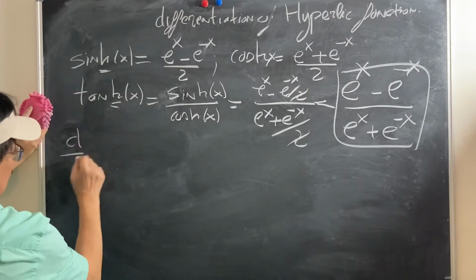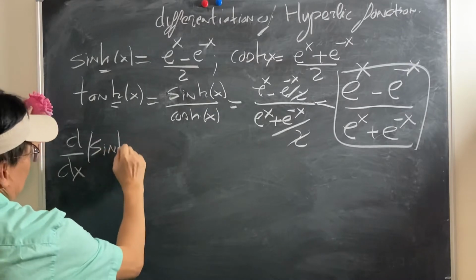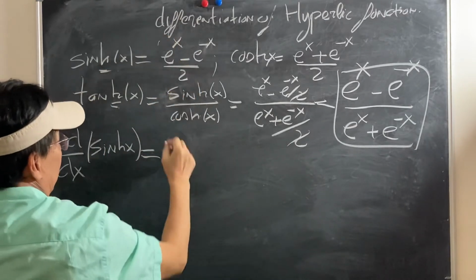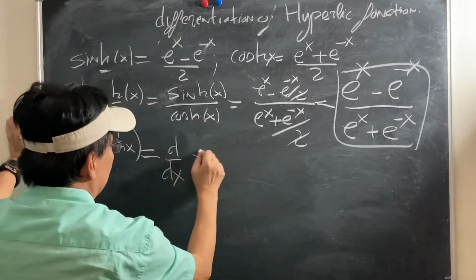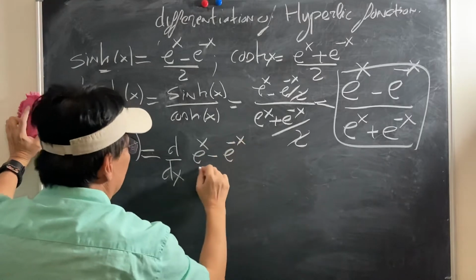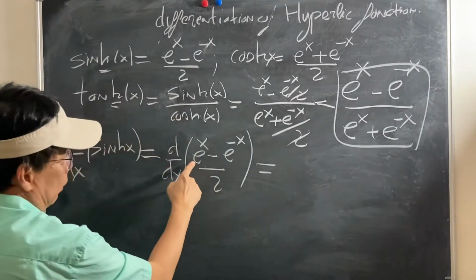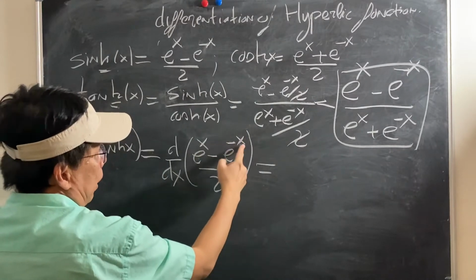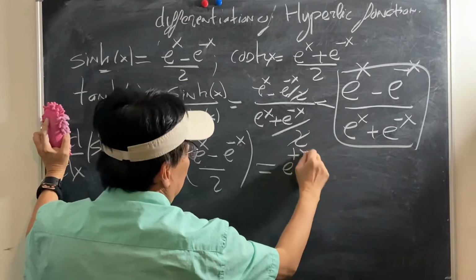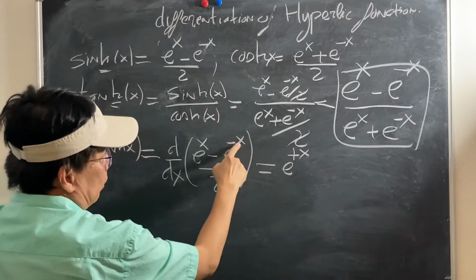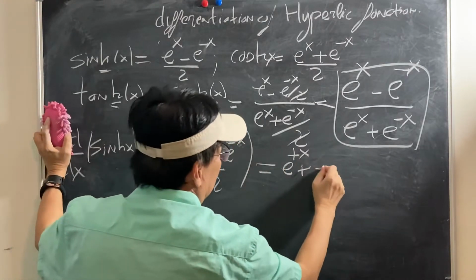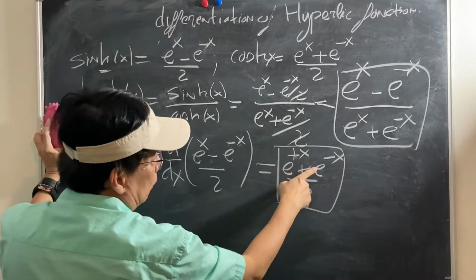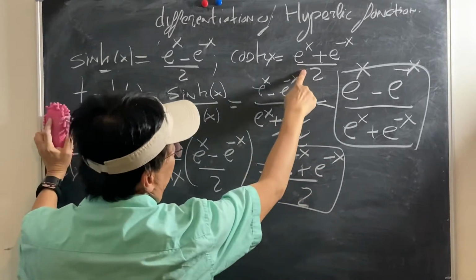Okay, now take the derivative of sinh x. The derivative of this one is the derivative of e to the x, which is e to the x, and the derivative of e to the minus x, let's rewrite this. The derivative of the second term, the derivative of minus x is minus 1, and with the minus sign it becomes plus e to the minus x over 2. Okay. And look at that, e to the x plus e to the minus x divided by 2 is equal to cosh of x.